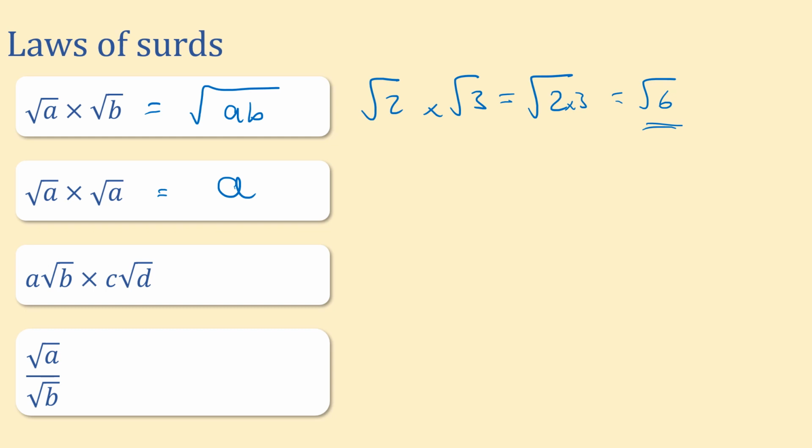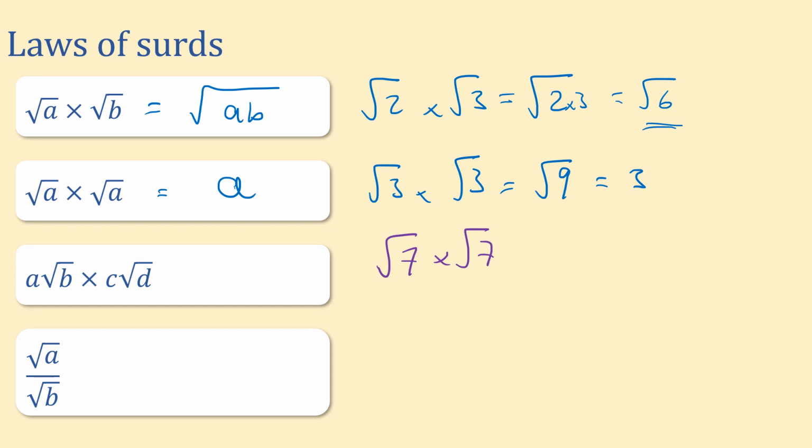Let's have a look at a few examples of that. If I had the square root of 3 multiplied by the square root of 3, I get the square root of 3 times 3, which is root 9, which is 3. That's why it works: when I multiply a number by itself, I get that number squared, and then I square root it. For example, the square root of 7 times the square root of 7 gives the square root of 49, which is just 7. So we don't need to worry about that middle step. If I'm multiplying a root by itself, it undoes it.